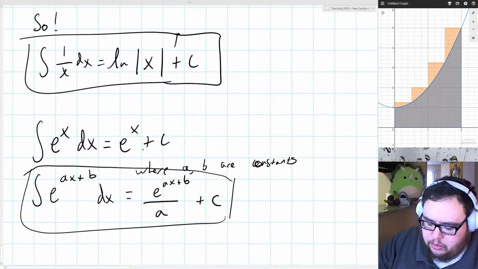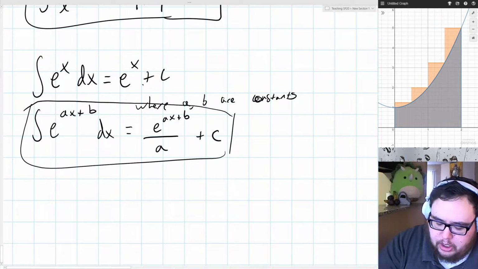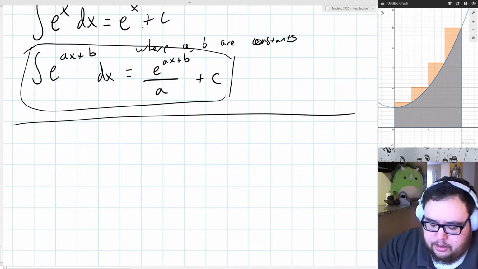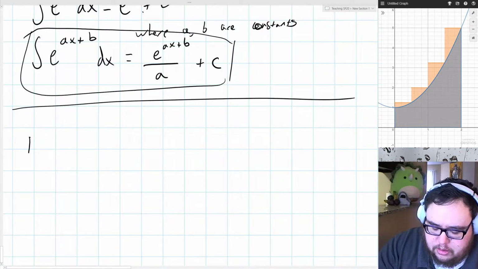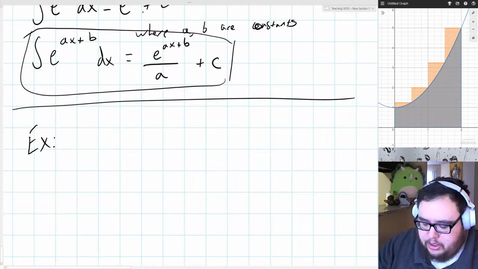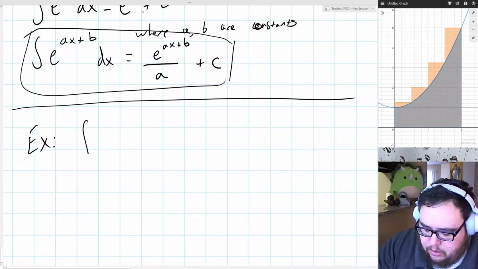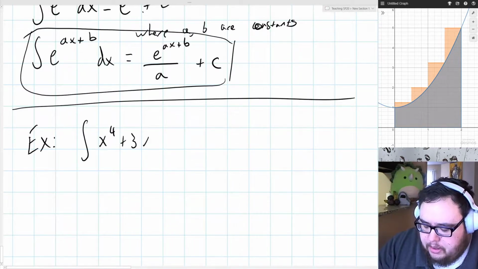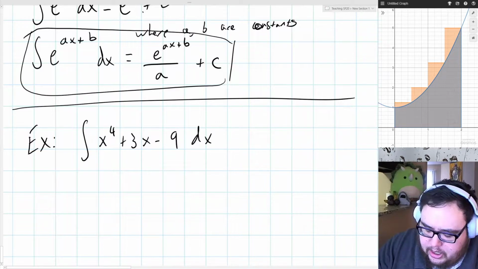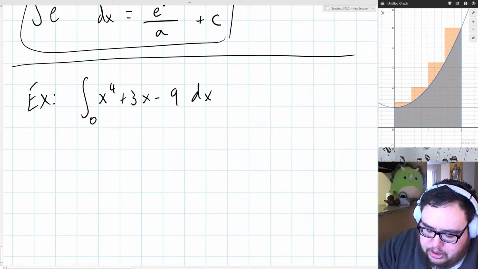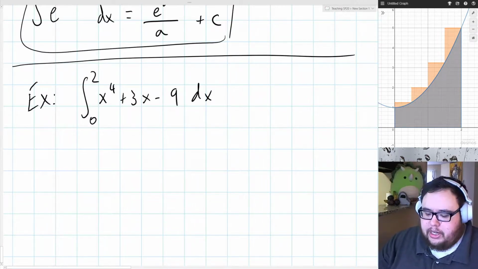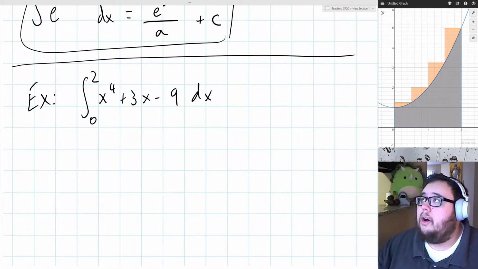So the last thing I want to do real quick before giving you guys some practice problems to work on is to do a quick definite integral using the fundamental theorem of calculus. So let's take that last one we did. Let's take the integral of x to the fourth plus 3x minus 9 dx. And let's go ahead and evaluate that between 0 and, for fun, let's do 2. Okay. So what we're looking at here is we're trying to find the area beneath the curve of this function.